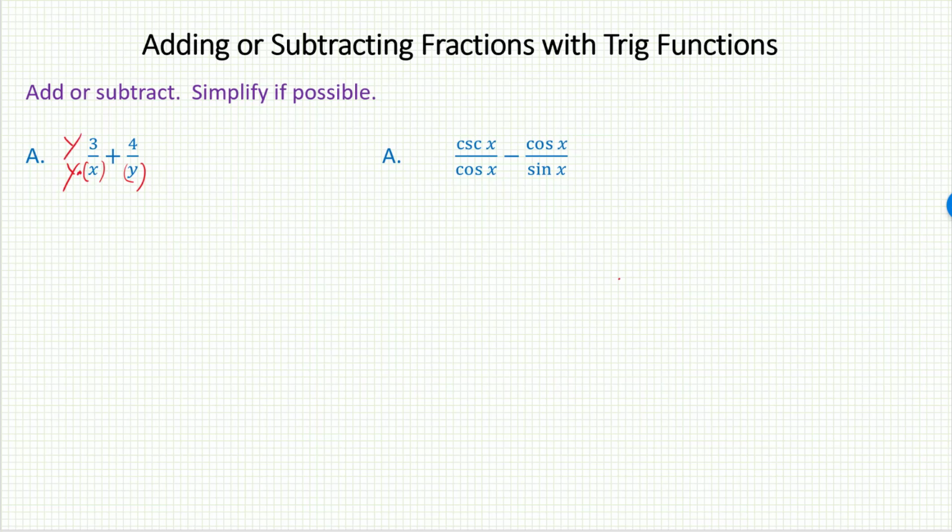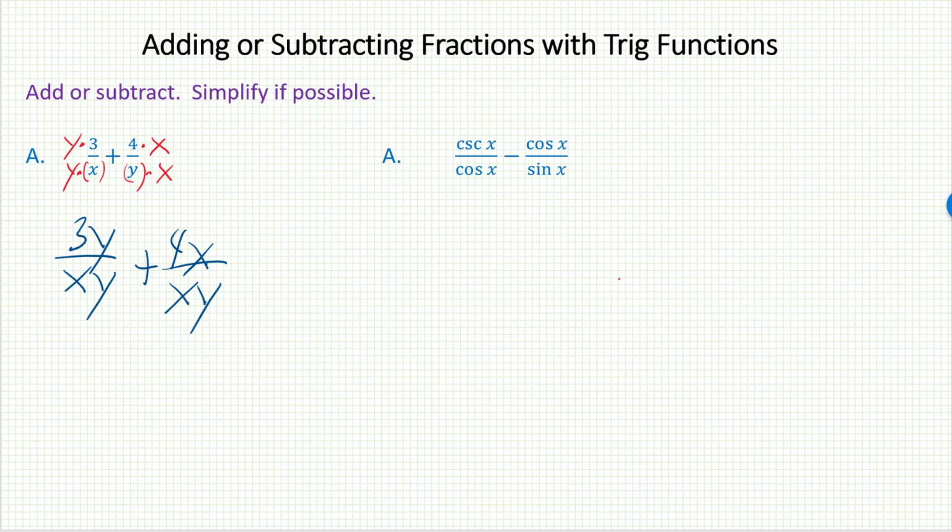This one here is missing the Y. I can multiply it on as long as I also do it to the top. This one here is missing the X. Again, I can fix that as long as I do the same thing to the top. I now have 3y over xy plus 4x over xy. These fractions do reduce. Don't reduce them. If you do, you'll just get back to where we started.